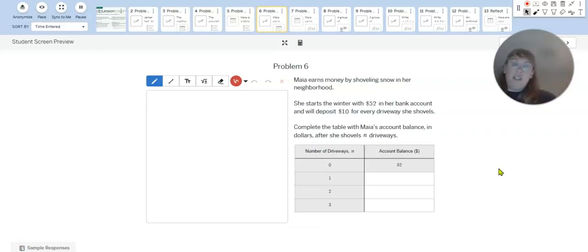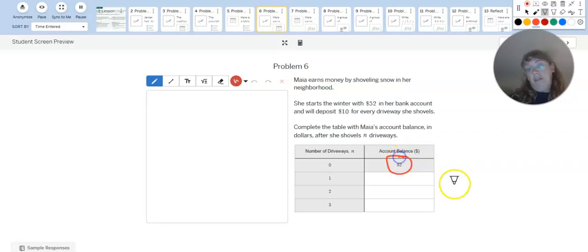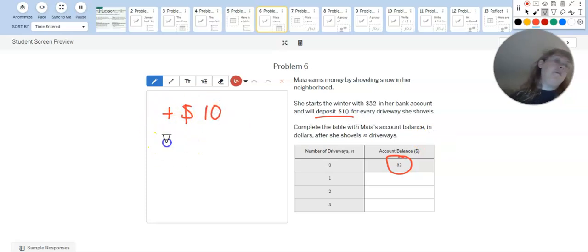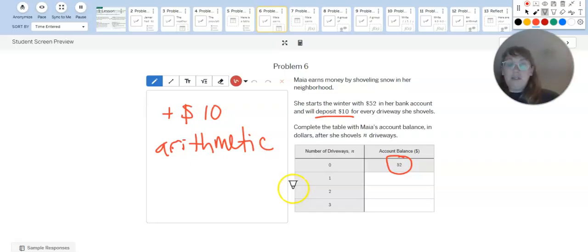Maya earns money by shoveling snow in her neighborhood. She starts the winter with $52 in her bank account, and she'll deposit $10 for every driveway that she shovels. So we have our starting value of 52. Every time we're depositing $10. So we're adding $10 each time. So this is arithmetic with a common difference, which is plus 10.